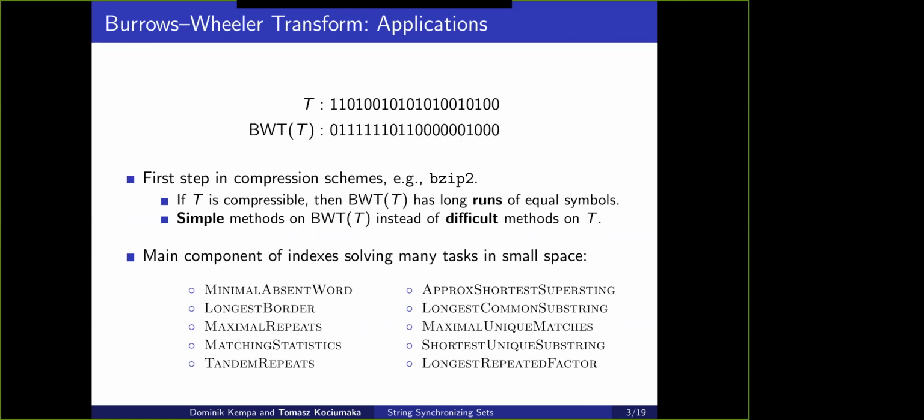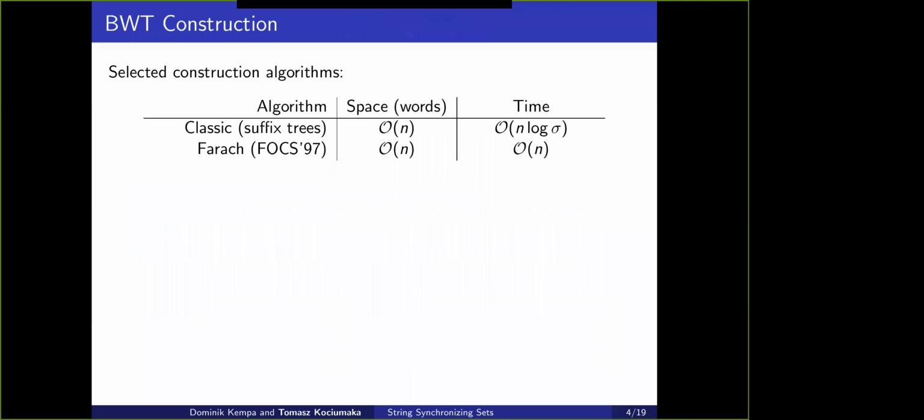And this means that constructing BWT is a crucial step of constructing those data structures. So back when BWT was invented, the best we could do for construction was just to actually sort the suffixes and write down BWT according to the definition. Back then, the state-of-the-art suffix sorting algorithm took n log sigma time, and shortly afterward, Farach-Colton improved the running time to linear by showing how to sort suffixes over general polynomially bounded integer alphabets. And the space was linear.